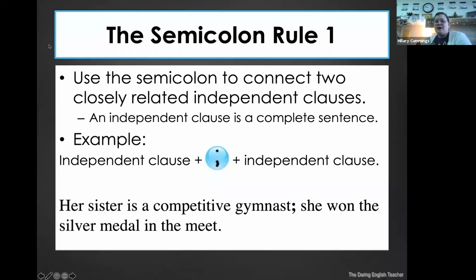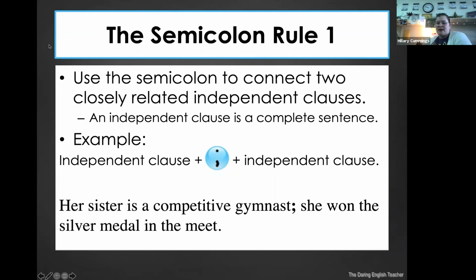So we can use the semicolon to connect 2 closely related independent clauses. So the key concept here is closely related independent clauses. Remember that an independent clause is a complete sentence: subject, verb, complete thought. So independent clause, semicolon, independent clause.